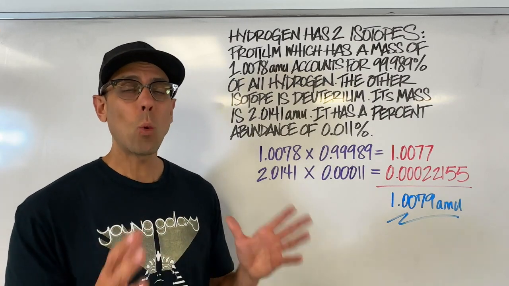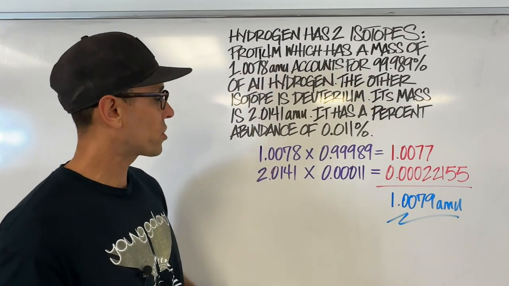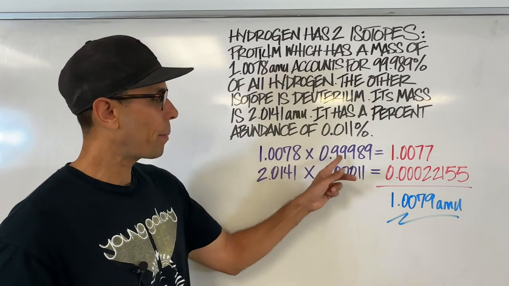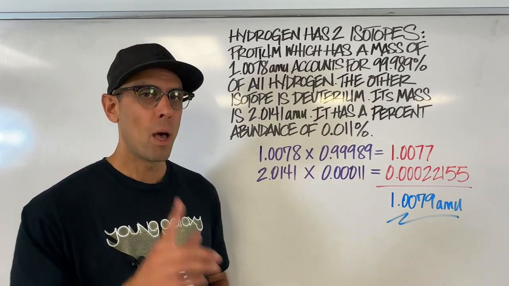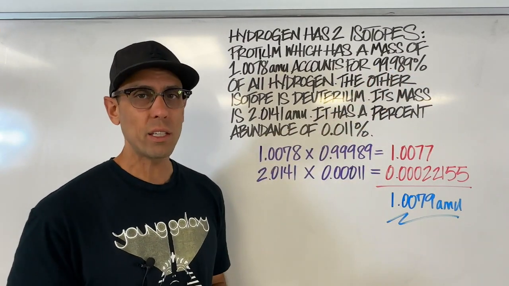Okay, so how do we use that information to find the atomic mass on the periodic table? Well, we're going to treat the two isotopes separately. We're going to look at our protium first. We're going to take its atomic mass, which was given to us, and we're going to multiply it by its percent abundance. But notice the difference.